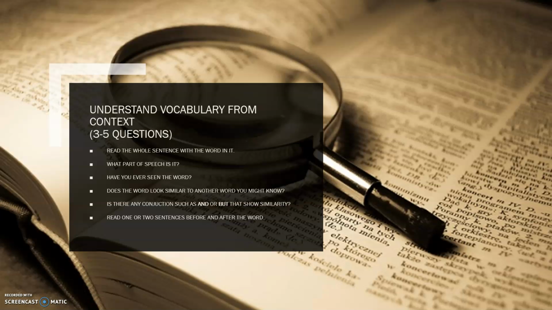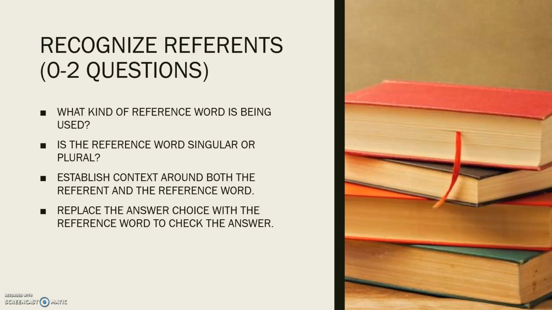First, we have to understand vocabulary from context. We get 3 to 5 questions in here. The strategy is to read the whole sentence with the word in it and see what part of speech the word is. If you have ever seen the word, you can relate it from the context. Does the word look similar to another word you might know? Are there any conjunctions such as and or but that show similarity? Read 1 or 2 sentences before and after the word to understand vocabulary from context.